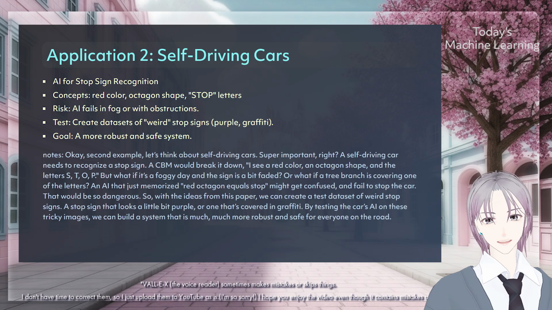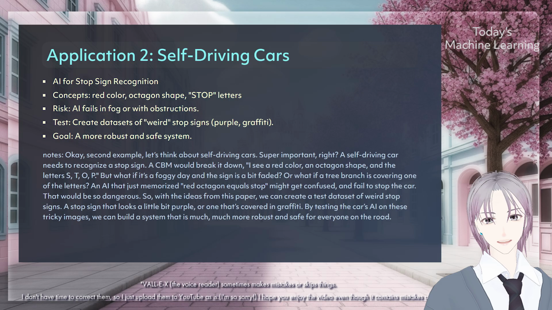Okay, second example. Let's think about self-driving cars. Super important, right? A self-driving car needs to recognize a stop sign. Let's break it down. I see a red color, an octagon shape, and the letters S-T-O-P. But what if it's a foggy day and the sign is a bit faded? Or what if a tree branch is covering one of the letters? An AI that just memorized red octagon equals stop might get confused and fail to stop the car. That would be so dangerous.